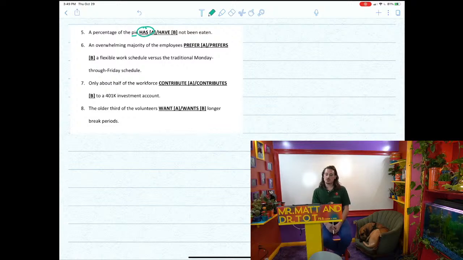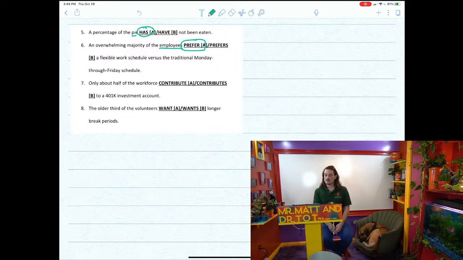Number 6, an overwhelming majority of the employees prefer or prefers a flexible work schedule versus the traditional Monday through Friday schedule. So an overwhelming majority indicates a portion, so we're guided by the noun after of, which is employees. Employees is plural, so we need a plural verb. Plural nouns usually do end in S, so plural verbs usually are not going to end in S. So we want the plural verb prefer. An overwhelming majority of the employees prefer a flexible work schedule versus the traditional Monday through Friday schedule.